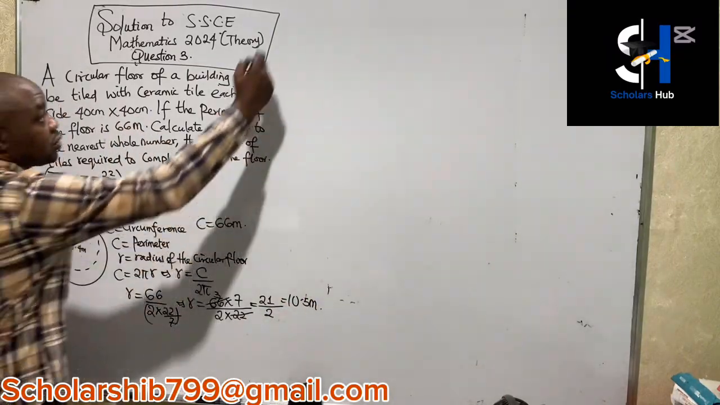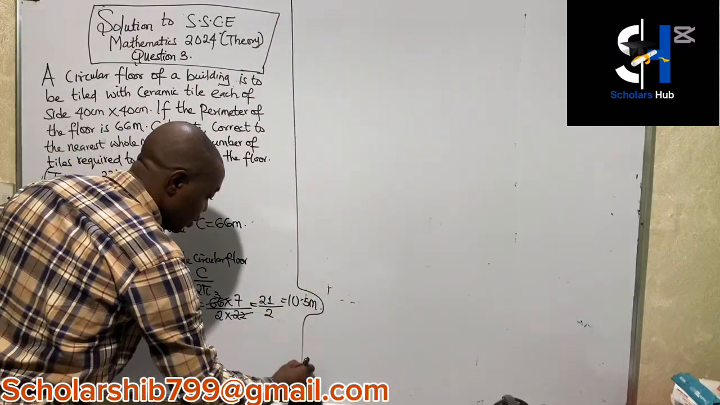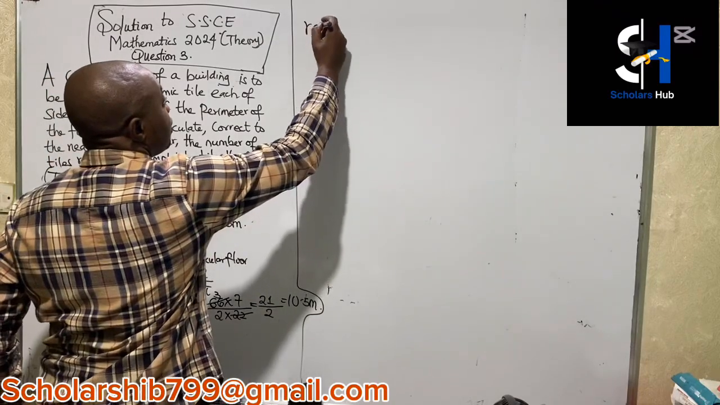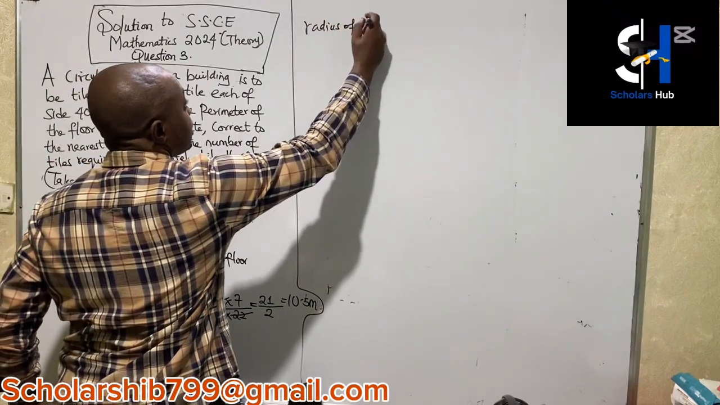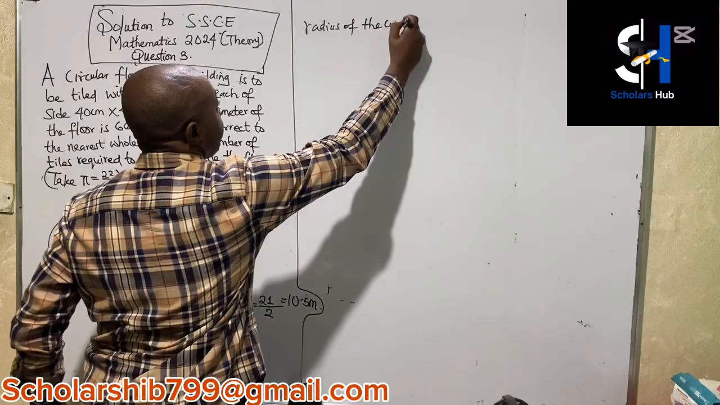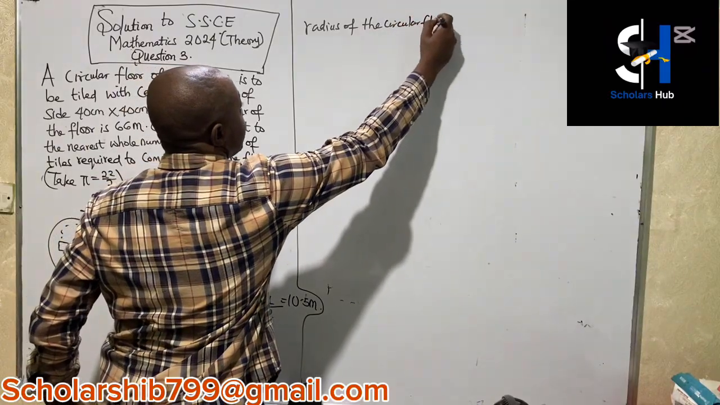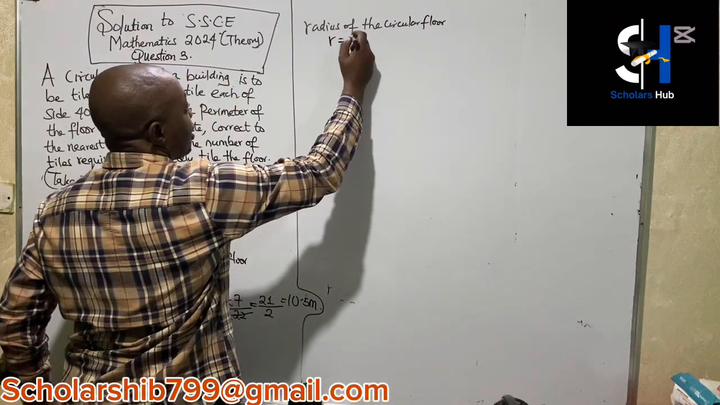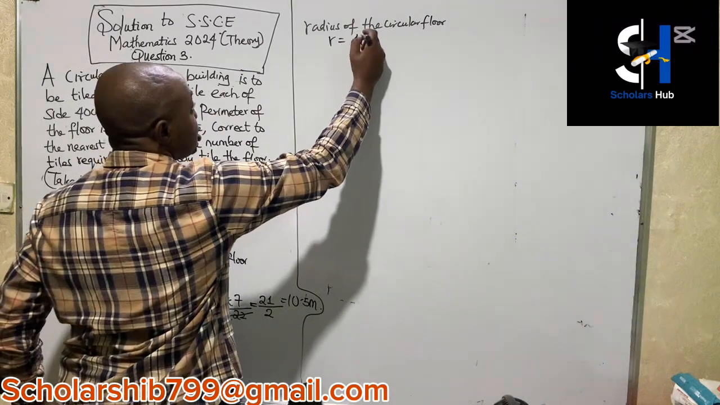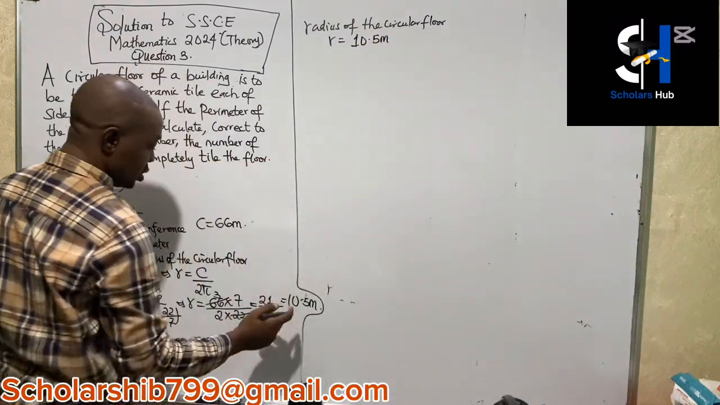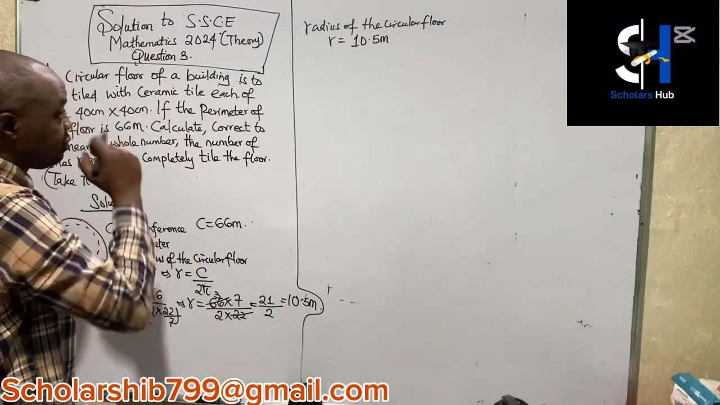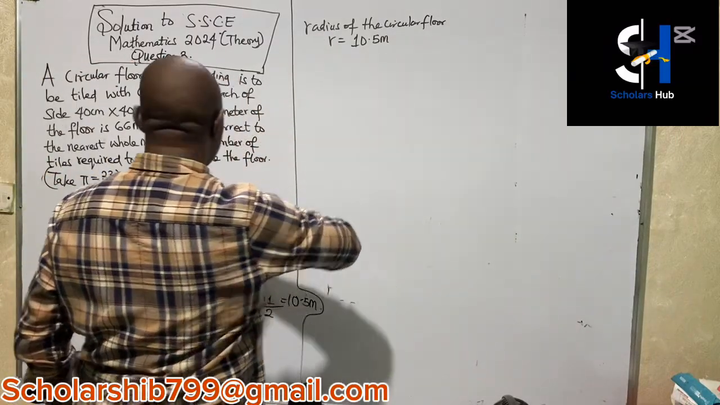So we have the radius of the circular floor, which is R. We have that to be 10.5 meters. That is the radius of the circular floor.